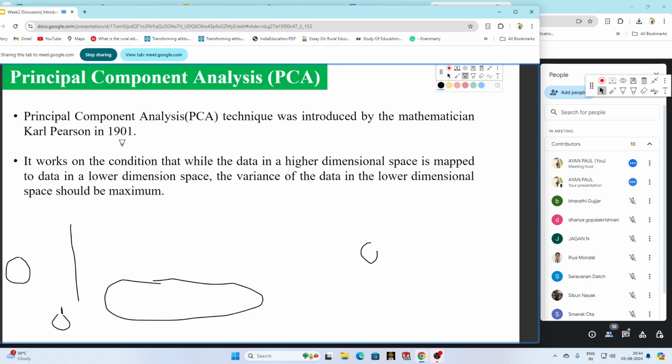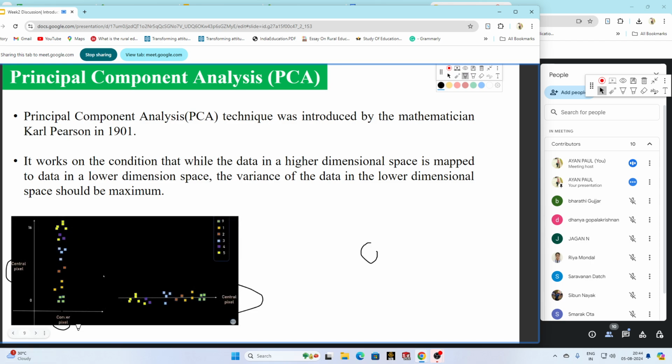We are reducing the dimension, but unlike subset selection where we are dropping, here we are converting our input into a different input. We are converting inputs which are very much correlated to each other into one input, and by that we are reducing the dimensions. So this is a type of feature extraction, not feature selection.